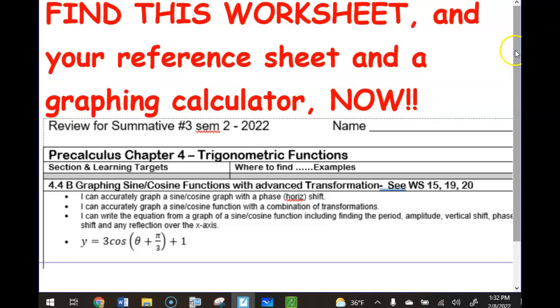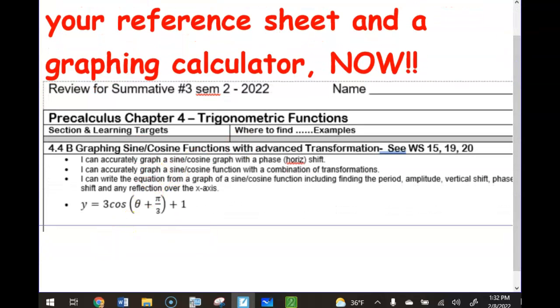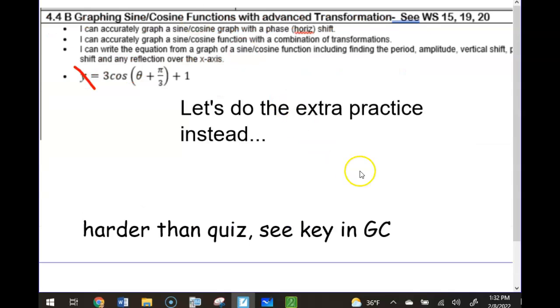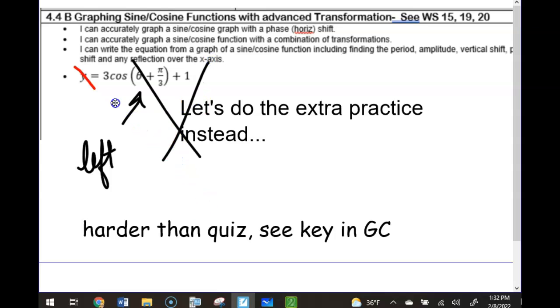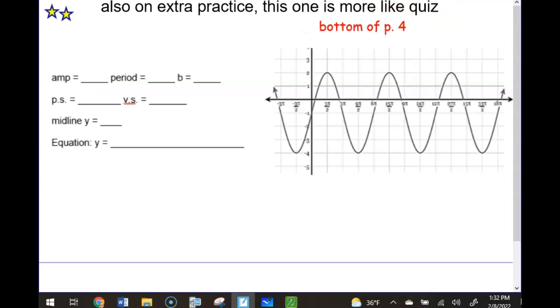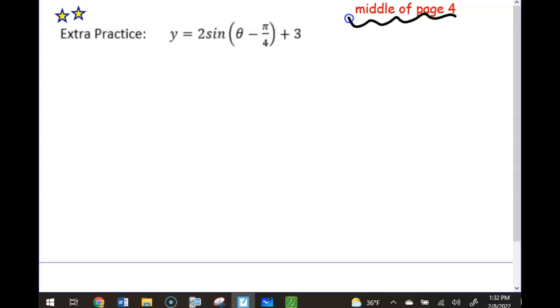On the quiz review packet, the first example here is actually trickier than what's on the quiz, because this one shows a left shift, which can get tricky for students. So I'm going to tell you, you can cross this one out. It's on the key if you want to do it, okay? But what I would like you to do is to go to page 4. In the middle of the back side is one that's more like what's on the quiz, okay? I'd rather review what's on the quiz. Does that make sense? Okay.